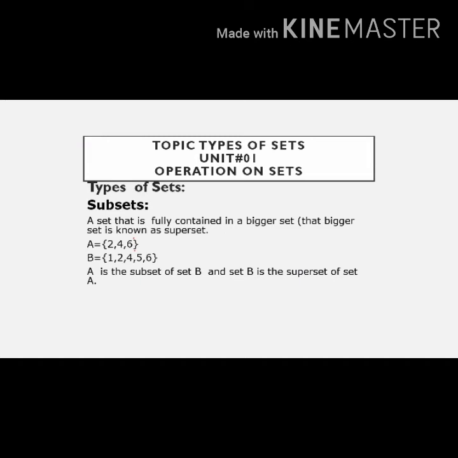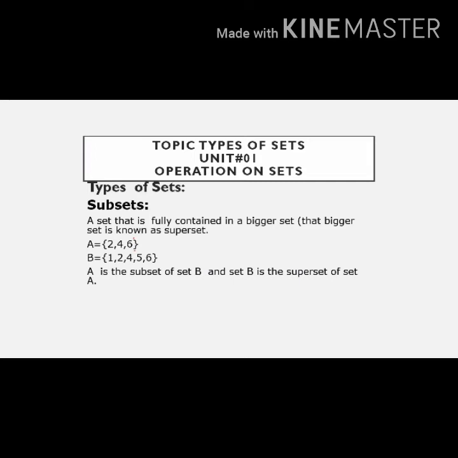Now the next type of set is subset. A set that is fully contained in a bigger set, and that bigger set is known as the superset. That means that every element of a set A is also an element of set B. In other words, we can also say that set A is contained inside set B.